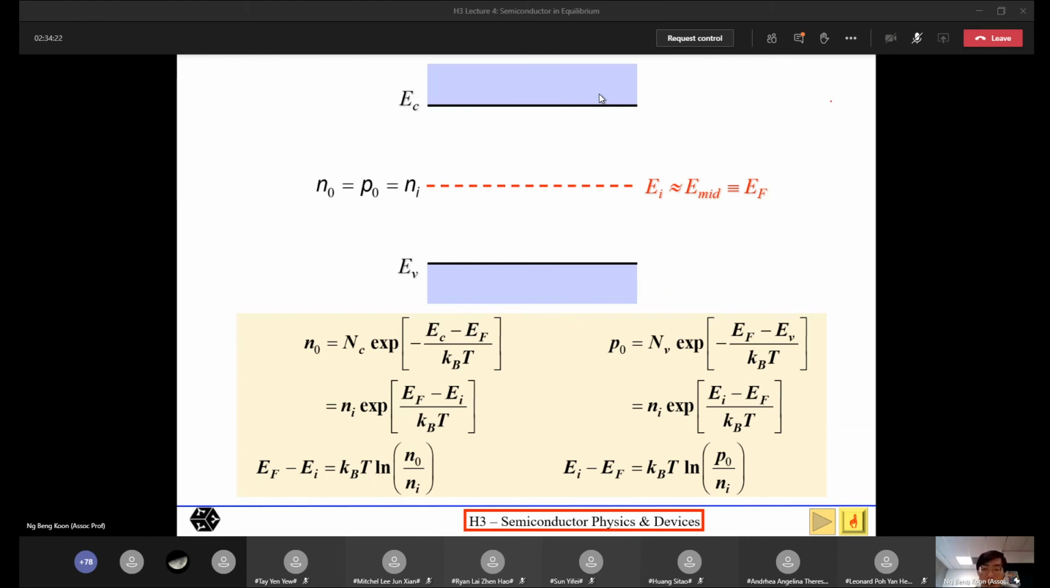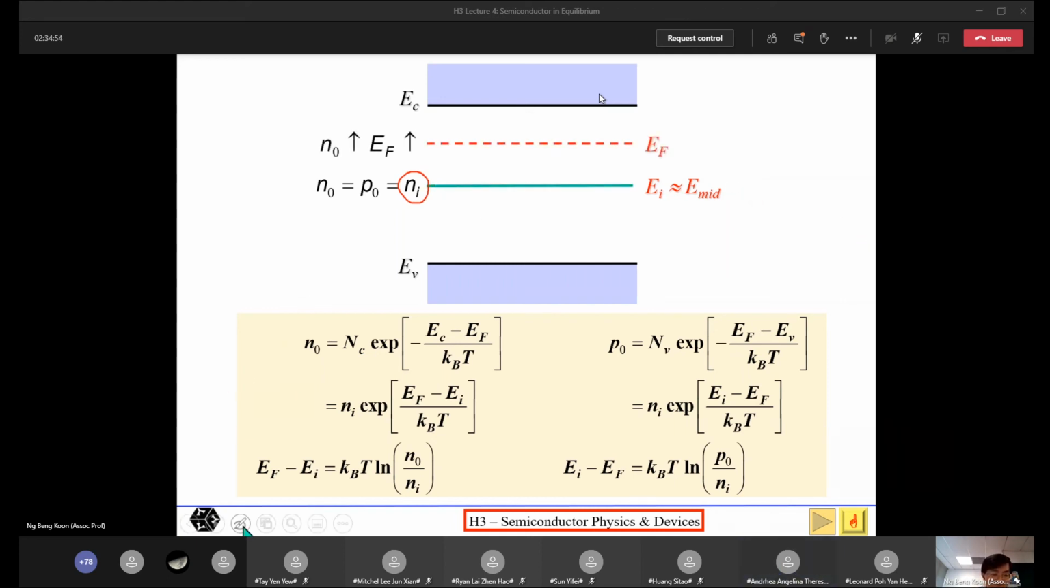So, just to have an overview and conclude what we have learned so far. In the case of a pure semiconductor, we see that the intrinsic Fermi level is approximately in the middle of the band gap. In most cases, we just assume it is equal to E mid. And of course, in this case, the so-called N naught and P naught is really your intrinsic carrier concentration, Ni.